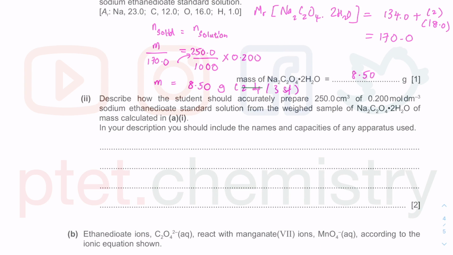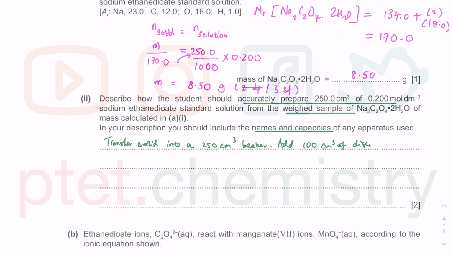Anyway, moving on. So you want to accurately prepare this solution. You've got to talk about the names and the capacities. So you already have the weighed sample, so you already have the solid. So transfer the solid that has been weighed out into a 250 cm³ beaker. After that, you add maybe around 100 cm³ of distilled water. It's got to be distilled water. As I mentioned previously, distilled water doesn't contain dissolved ions. So this is to dissolve the solid.